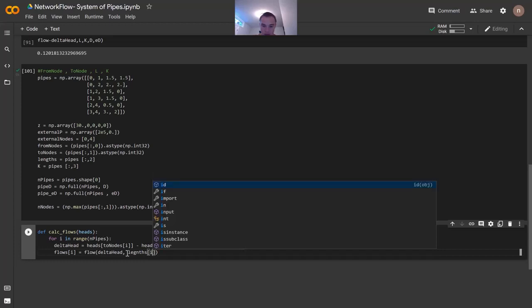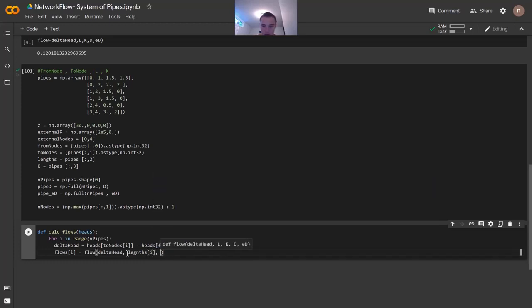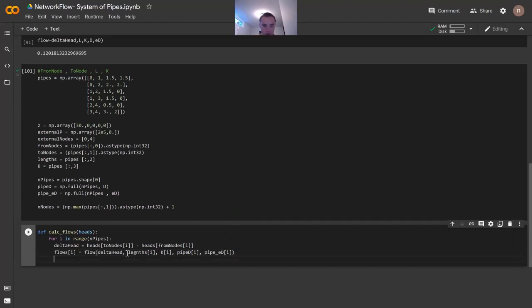So we need our i there. And then we need to iterate through our fittings of the pipes values, our K. And then we need to iterate through our pipe diameter. And then last but not least, we need to iterate through our relative roughnesses of each pipe. That would be pipe_eD. And this should give us our flows through each pipe. So we need to make sure we indent there, and we have return, and then we can return flows.